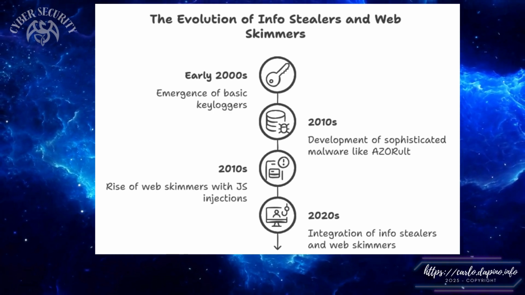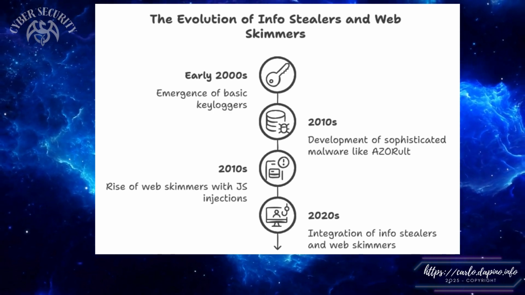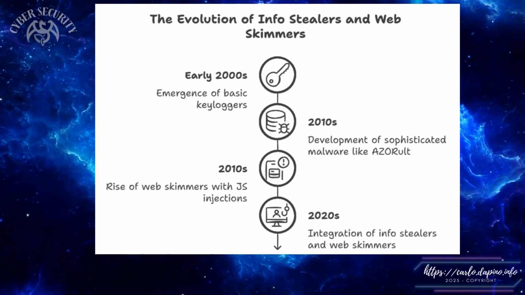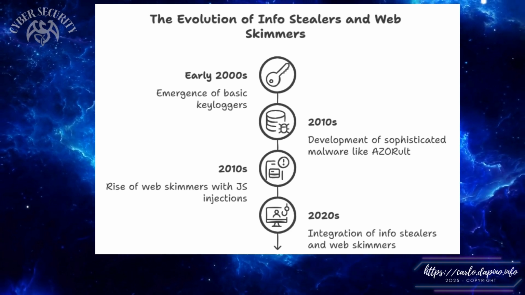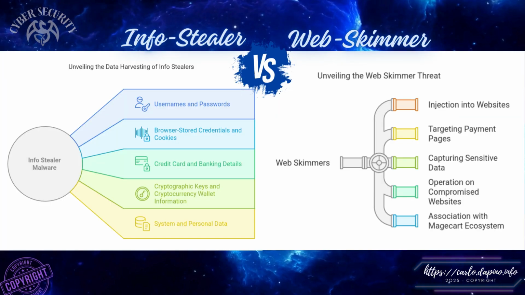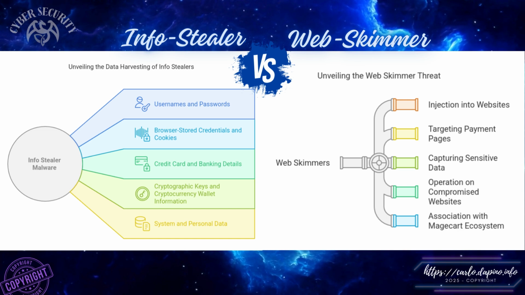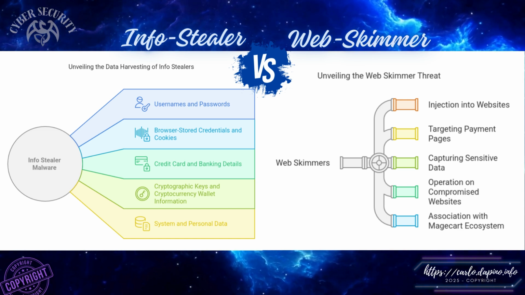Fast forward to the 2020s, and we now see a convergence of these attack vectors. InfoStealers and web skimmers are often used together, creating a dangerous landscape for businesses and consumers alike. How do these malicious InfoStealer programs infect victims? Attackers use various delivery methods.